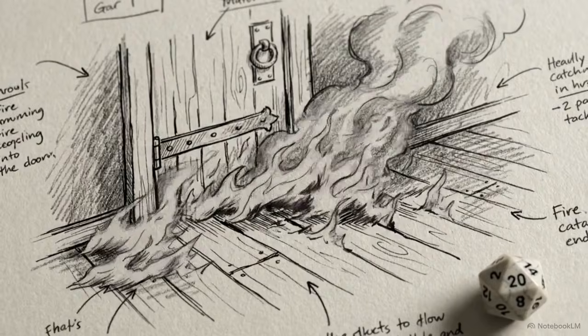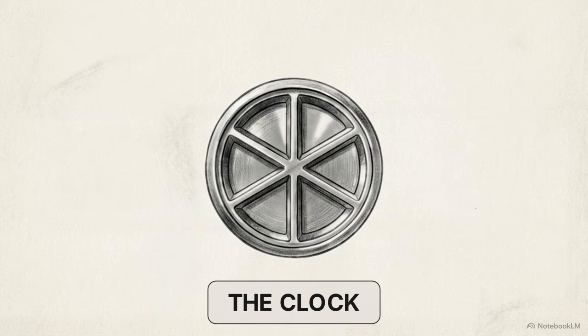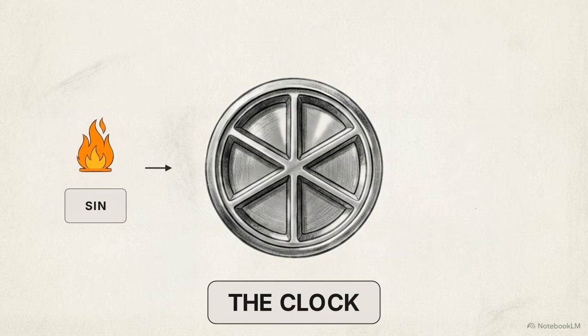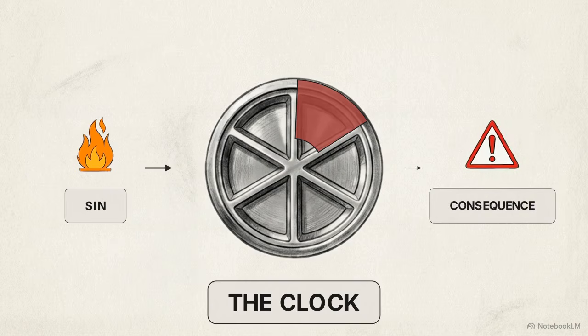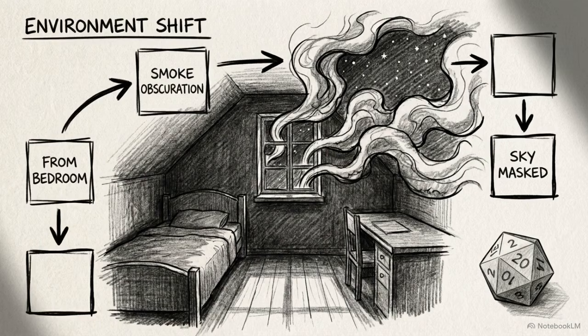The threat needs to materialize quickly. This circular tracker is a clock, which you use to measure escalating danger. When the villain acts on their sin, you fill in a slice, bringing the consequence one step closer to reality. Never hide this reaction behind the Game Master screen. Force the players to visibly witness the change in the world, like smelling smoke outside their inn window.